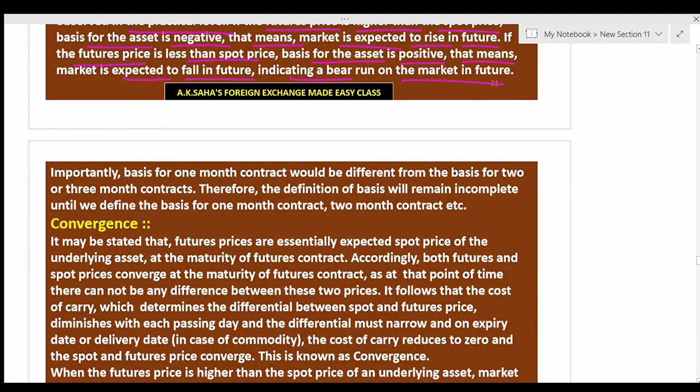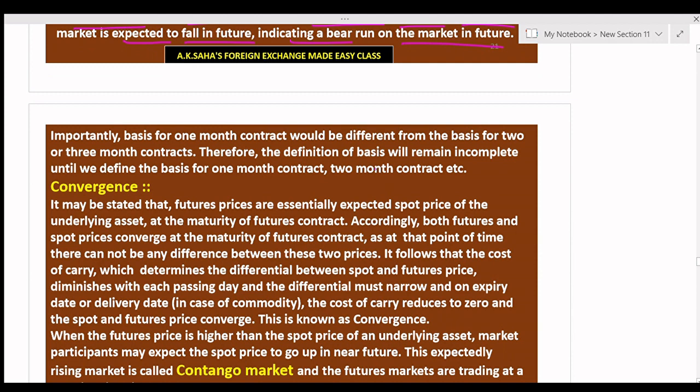Importantly, basis for a 1 month contract would be different from the basis for a 2 or 3 months contract. Therefore, the definition of basis will remain incomplete until we define the basis for a 1 month contract, 2 month contract, etc.